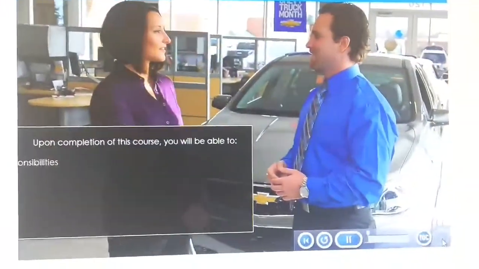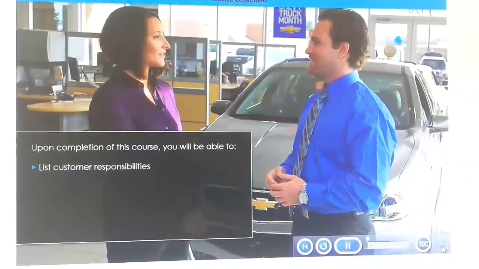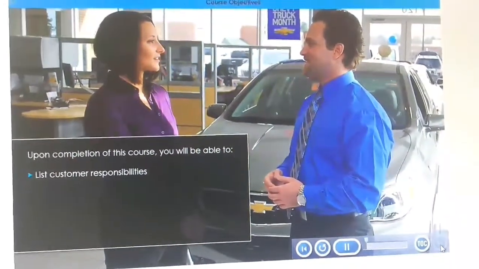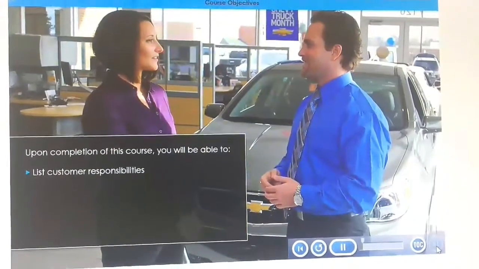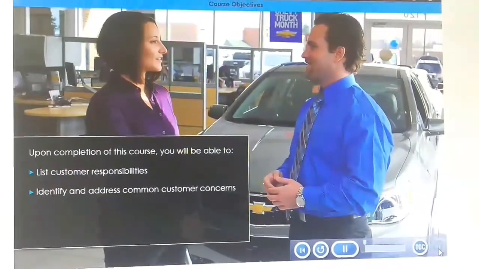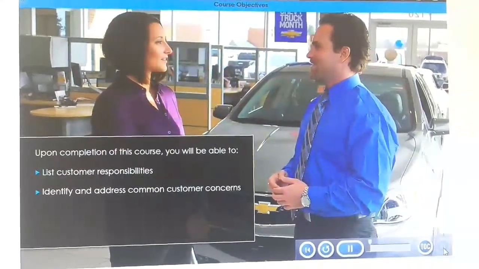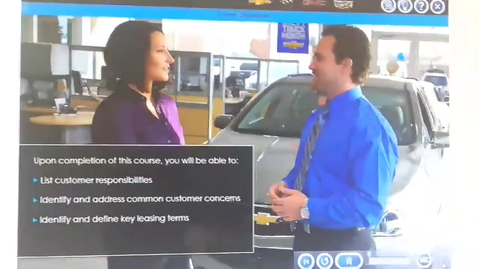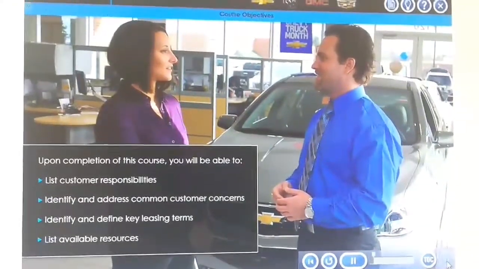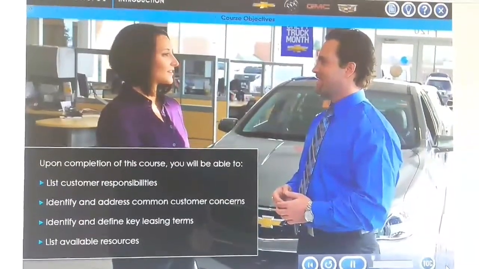Additionally, you'll be able to list customer responsibilities associated with typical auto lease products during the ownership period and at lease end, identify and address common concerns customers may have regarding leasing, identify and define key leasing terms, and list available resources for learning more about leasing.